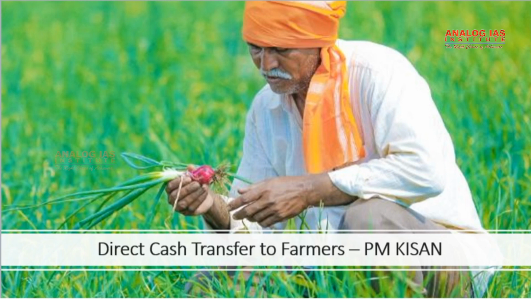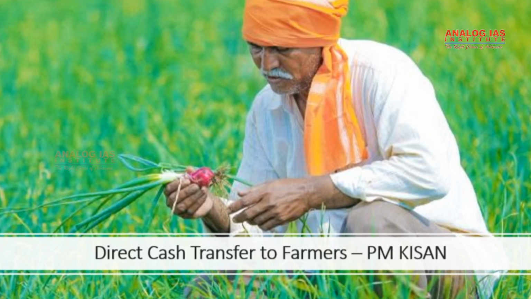So what is direct cash transfer? Direct cash transfer usually is a poverty alleviation program. In this, government subsidies and other benefits are directly given to the poor in cash rather than in the form of subsidies. So in our scheme, that is PM Kisan, the subsidies are directly given as money to the farmers, directly to their bank accounts. That is what the scheme is all about. So let's understand the scheme in detail.